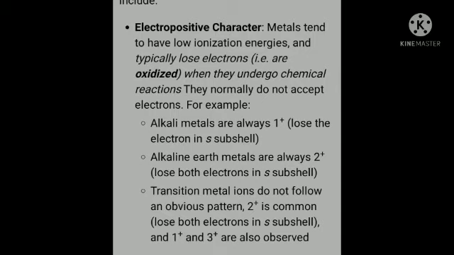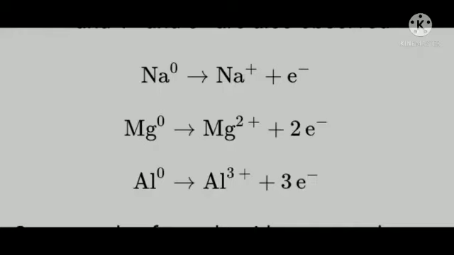Here are some examples. Sodium in the neutral state does not have any charge. But when it loses an electron, it gains 1 positive charge and becomes electropositive. Magnesium loses 2 electrons and receives 2 positive charges. If metals lose 3 electrons, they get 3 positive charges. So most metals are electropositive in nature and non-metals are electronegative in nature, or you can say metals are donors of electrons.